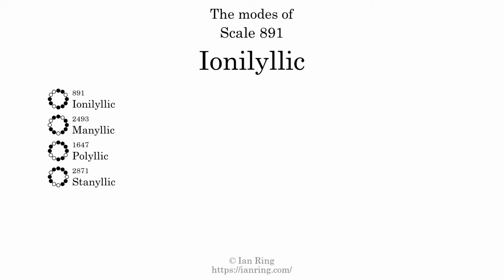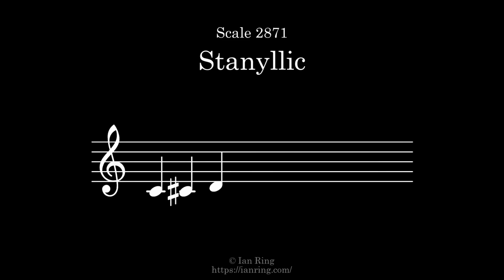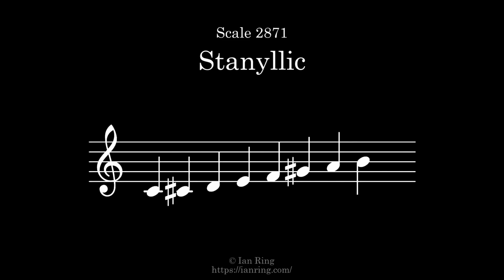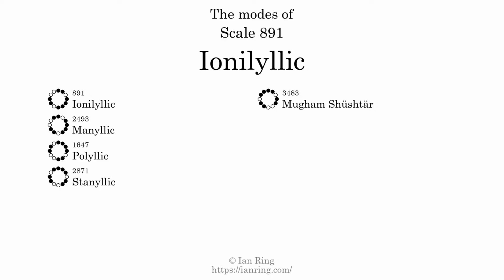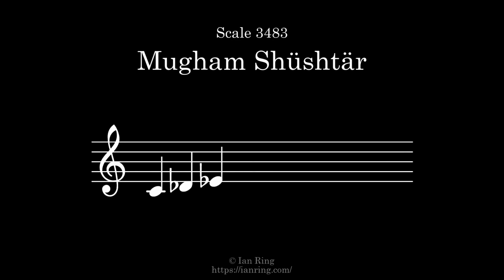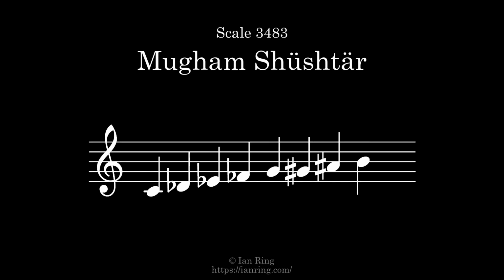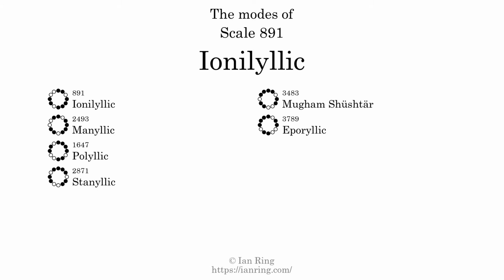The fourth mode is scale 2871, also known as stenilic. It sounds like this. The fifth mode is scale 3483, also known as mugam shushtor. It sounds like this. The sixth mode is scale 3789, also known as epirylic. It sounds like this.